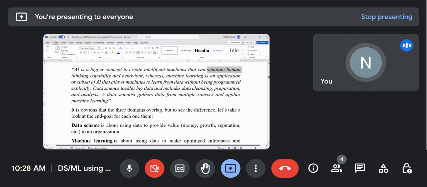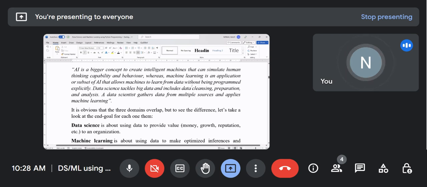Okay, and as I told, machine learning is an application, or a subset of AI, which allows the machine to learn from the data. Okay, we feed the data to the machine. Okay, and there are various algorithms which will help us to train the machine according to that particular data.